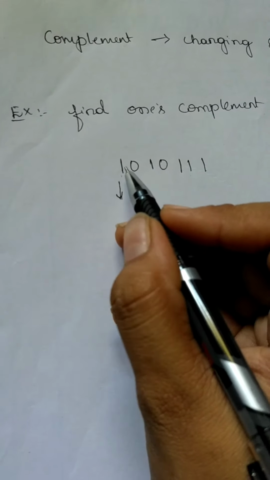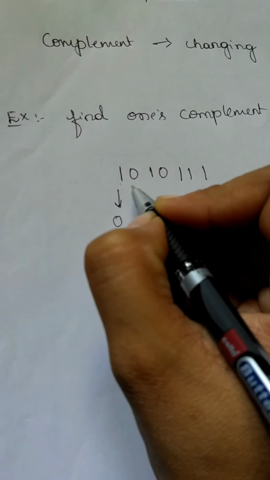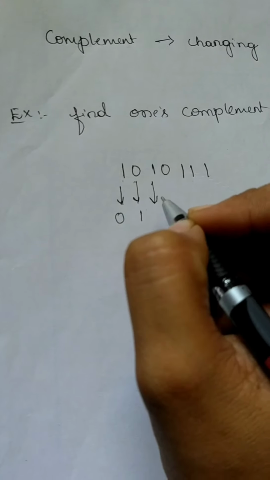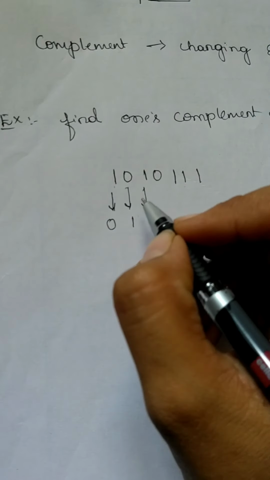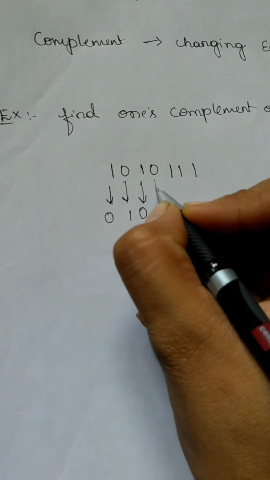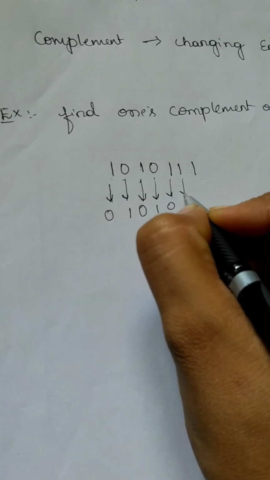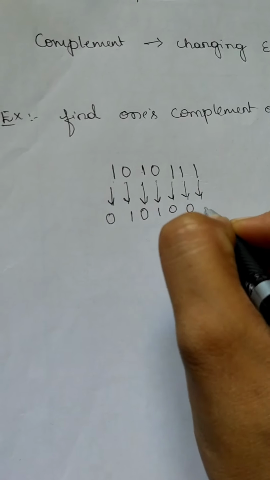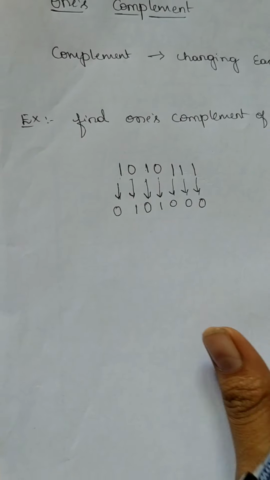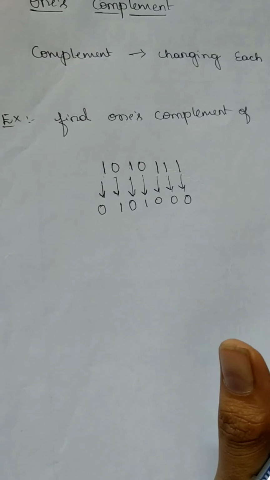So use this arrow symbol. We are converting this 1 to 0, and this 0 to 1. If it is 1, the answer must be 0. If it is 0, then convert that 0 into 1. Here it is 1, so I will convert it into 0. Then 1, then 0, then 0, then 0. This is how we complement by changing each 0 to 1 and 1 to 0.